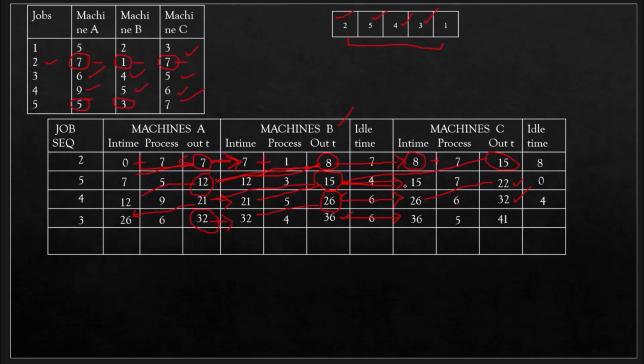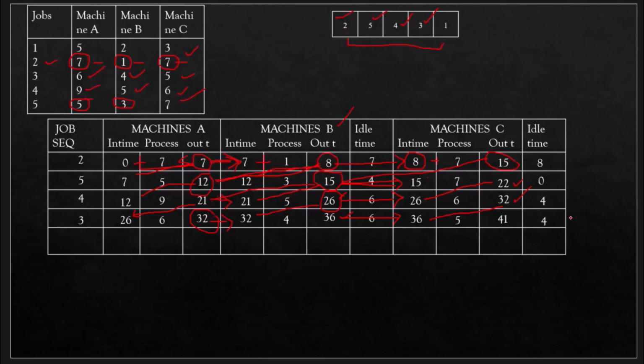So again we have an idle time. Mission C waited until the 36th hour. Actually it completed its task at 32 and waited for the next input. The next input was given at the 36th hour. The idle time is 36 minus 32, which gives 4 hours.